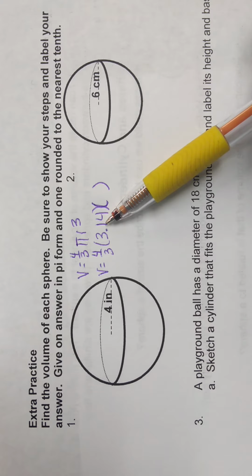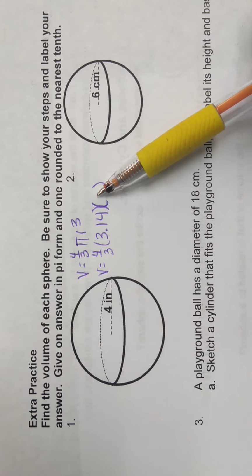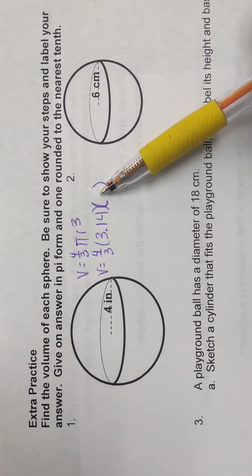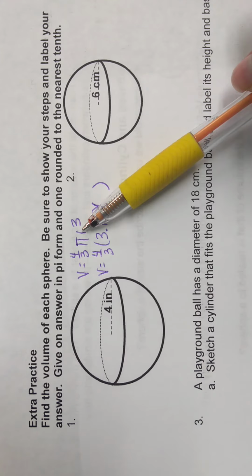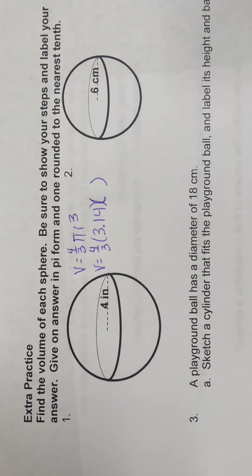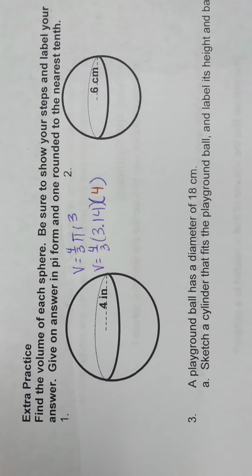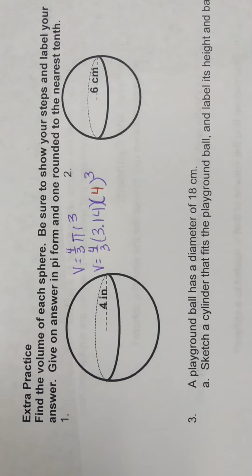My point that I'm trying to make is, what about the cubed? Does the cube go inside the parentheses or outside the parentheses? The only thing that goes inside the parentheses is whatever is replacing r. I'm substituting 4 for r, so 4 goes inside the parentheses and nothing else. My formula says that the radius is being cubed, so 3 should be on the outside.